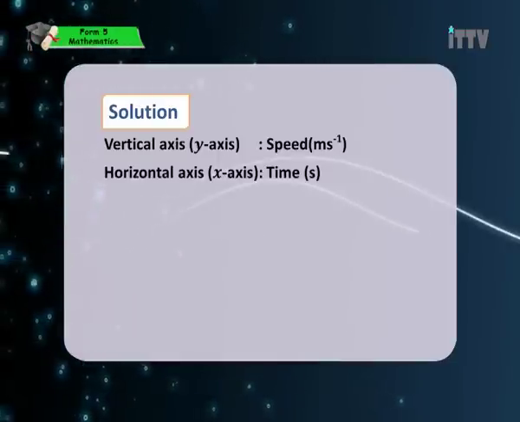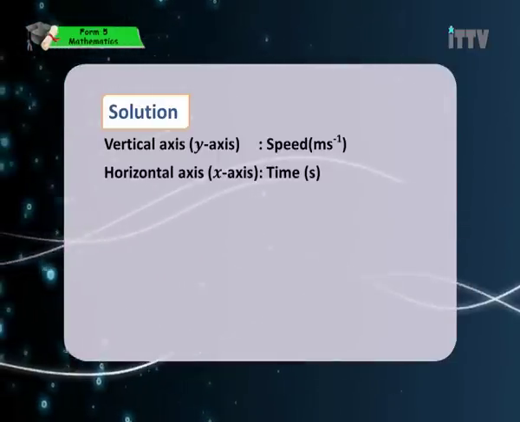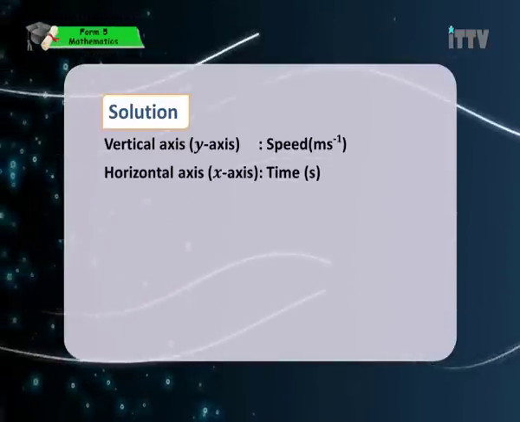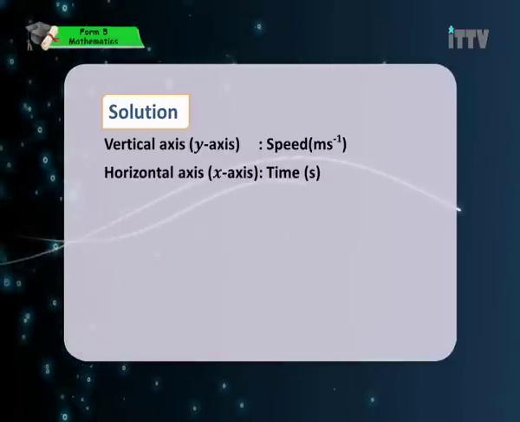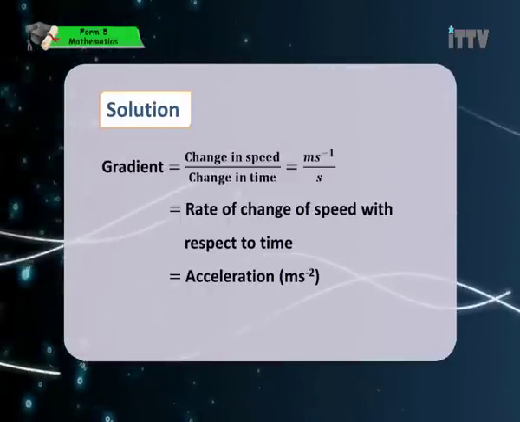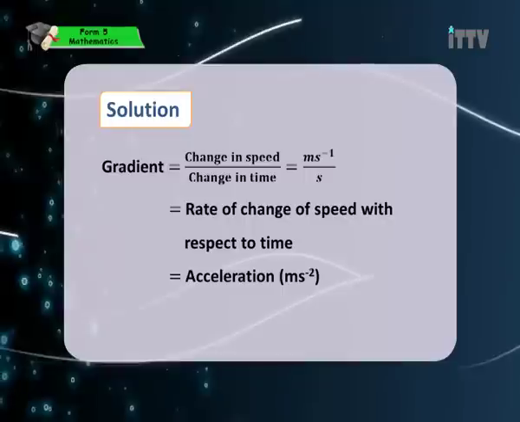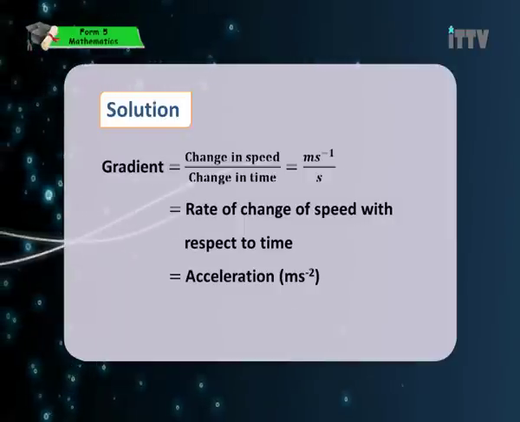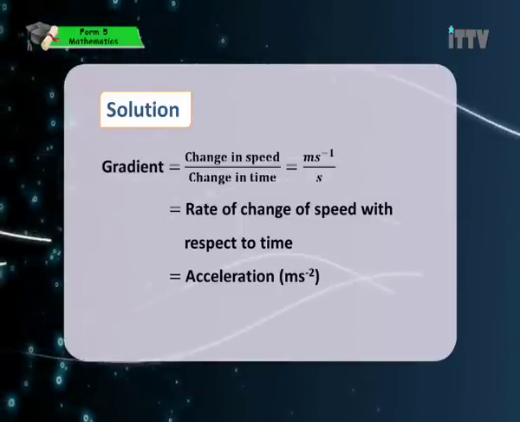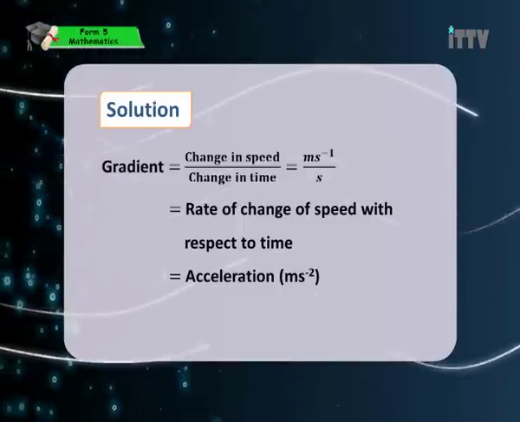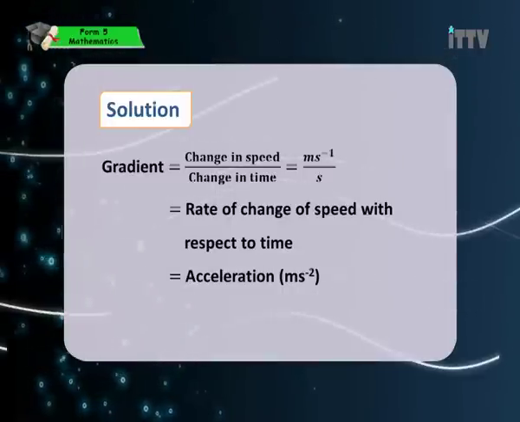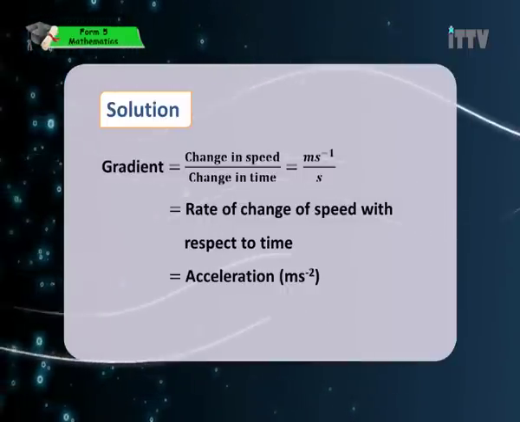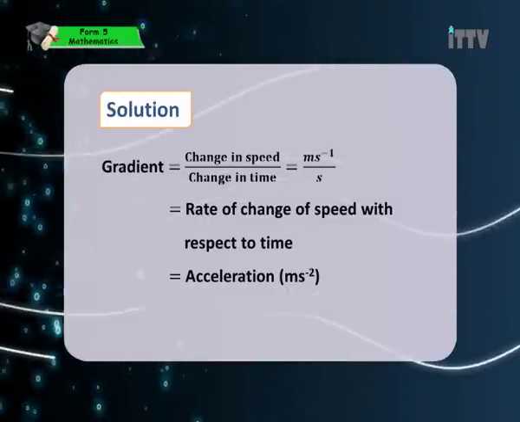On the vertical axis, or y-axis, we have the speed, which has a unit of meters per second. And on the horizontal axis, or the x-axis, we have time. The gradient is equal to change in speed over change in time, or meters per second over second. It is also called the rate of change of speed with respect to time, because speed is on the y-axis and time is on the x-axis. But we also have just one word to represent that whole phrase, and that is called acceleration, which has a unit of meters per second squared.